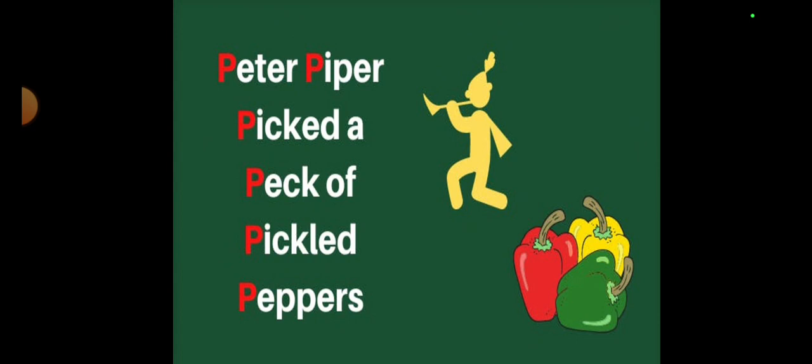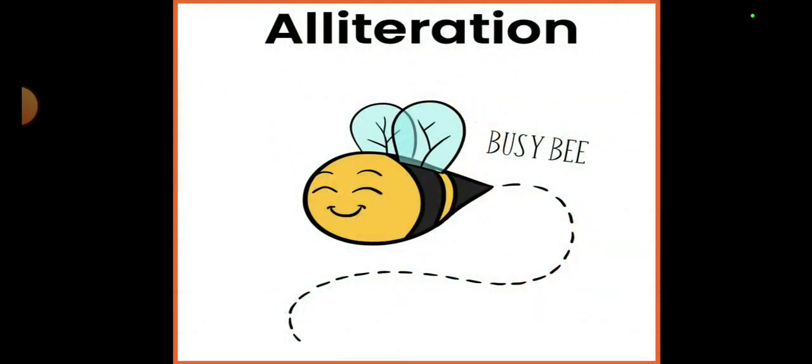I hope you can guess from this quite captivating illustration in front of you. Peter Piper picked a peck of pickled peppers. Can you guess what this figure of speech is? It is alliteration. Right, viewers?